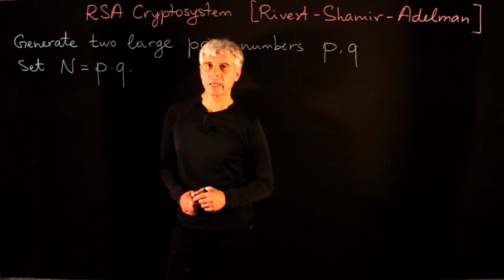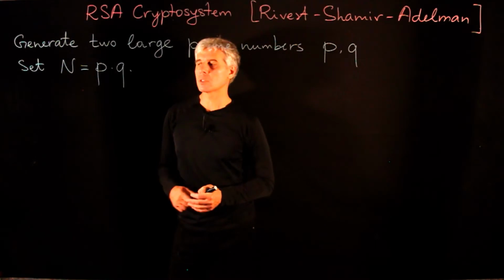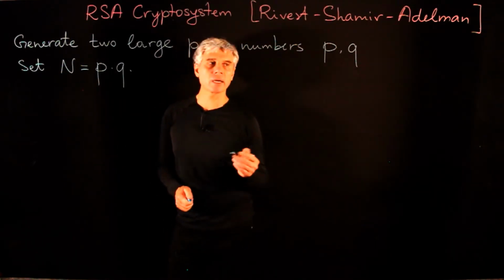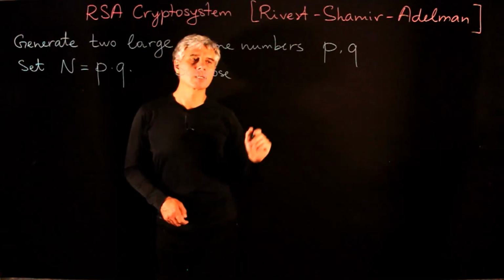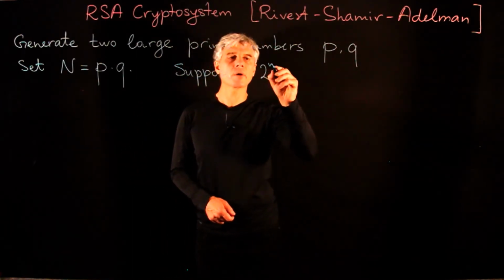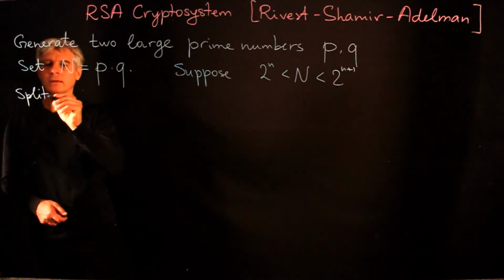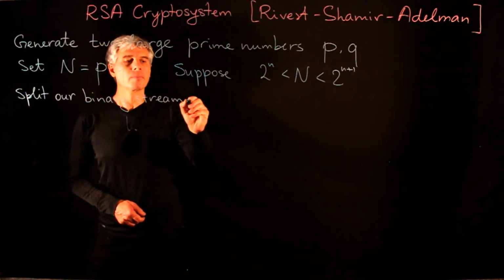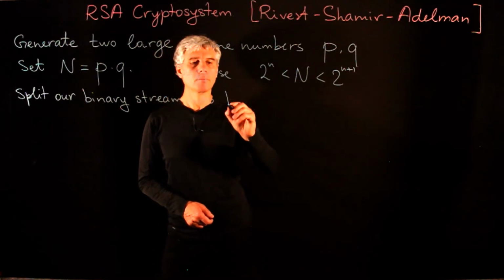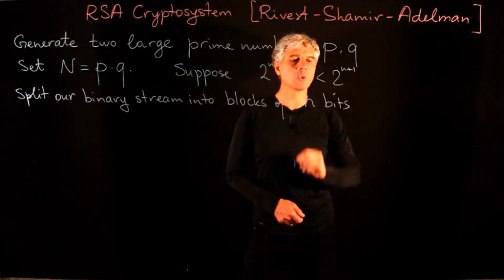In internet communications, any message is a long sequence of zeros and ones. In order to use the RSA cryptosystem, we want to convert this binary stream into a sequence of remainders mod n. So let us see how we can do this. So suppose this n is between 2 to the power little n and 2 to the power little n plus 1. Then we split our binary stream into blocks of little n bits in each block.